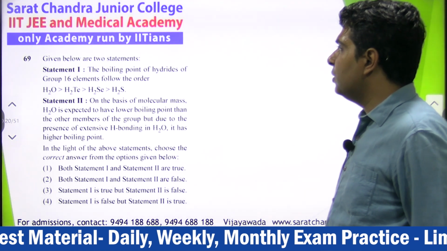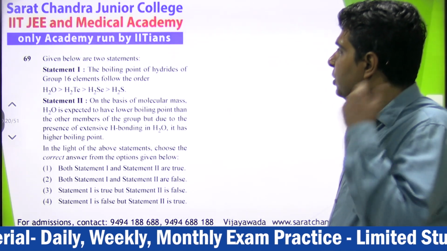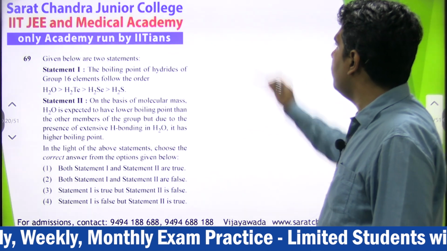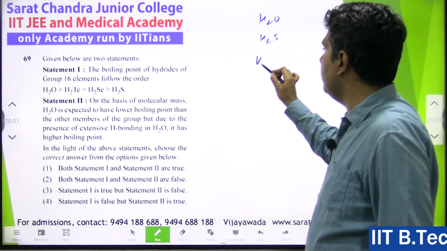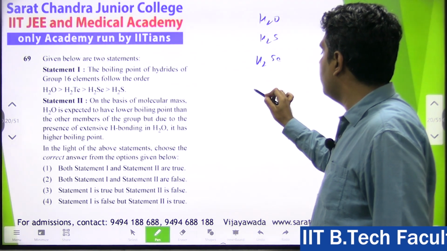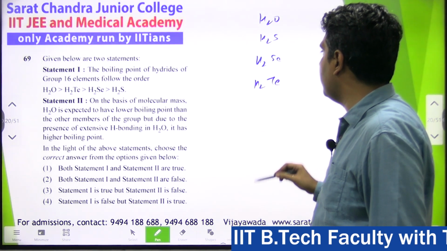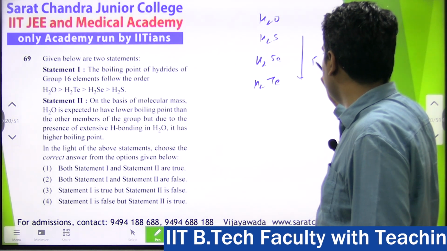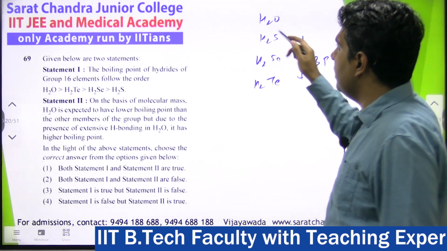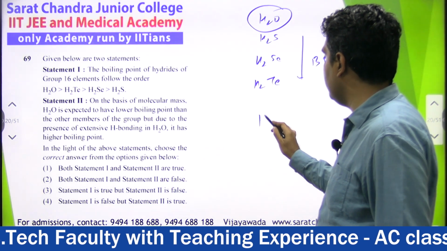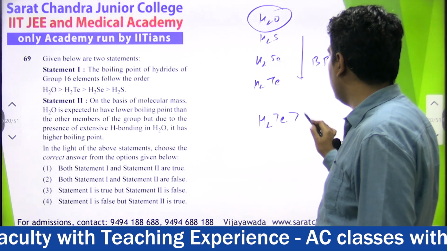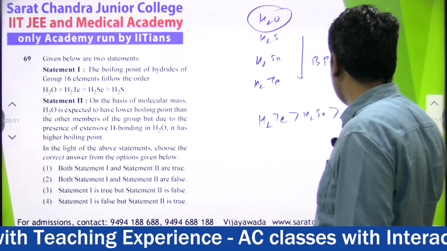Next, the boiling points of hydrides of group 16 elements. If we are moving down the group, the molecular weight will increase. If the molecular weight increases, van der Waals force of attraction increases, so boiling point increases. But there is an exception: H2O will have the maximum boiling point. Down the group the boiling point should increase, so H2Te will have a higher boiling point than H2Se, than H2S.